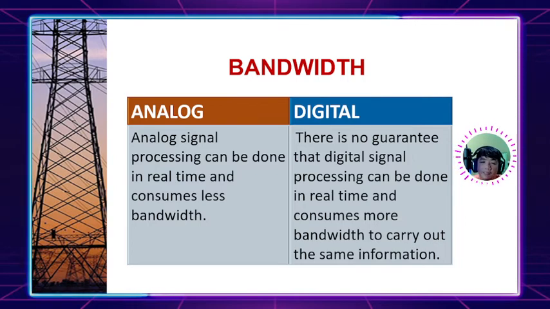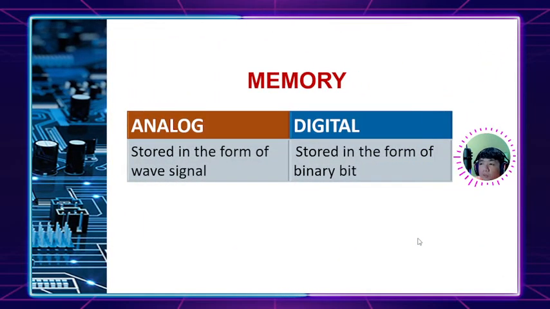Okay? So, going back to bandwidth, analog signal processing can be done in real time and consumes less bandwidth, or range, or frequency. Whereas in digital, there's no assurance or guarantee that the signal is processed digitally in real time, and it is wasteful in terms of consuming bandwidth just to carry the same information. Okay? So in terms of memory, since we're done with bandwidth, analog is stored in the form of a wave signal. It's called digital because it stores or represents in discrete signal, since the signal can be interpreted digitally by means of binary bits.